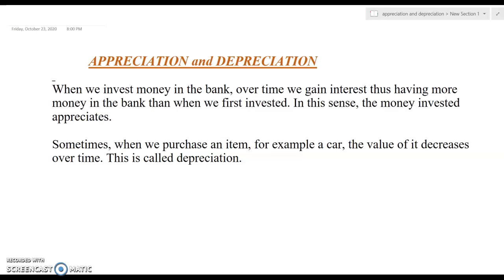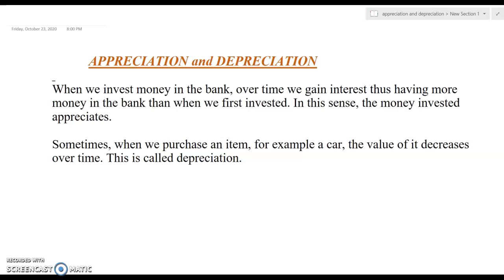Hi everyone, in this video we'll be focusing on appreciation and depreciation. So first we need to understand what appreciation and depreciation are. When we invest money in the bank over time, as you would have learned when we were doing simple interest and so on, we gain interest, thus having more money in the bank than when we first invested. In this sense, we see that the money invested appreciates.